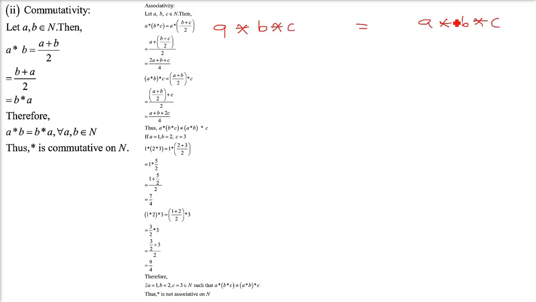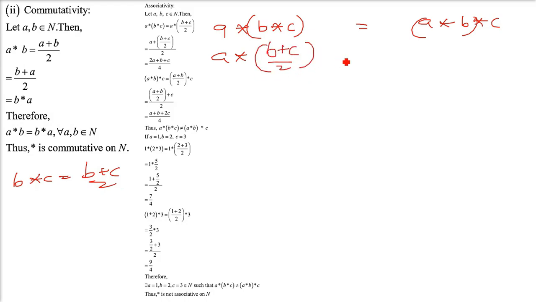So we'll do the B and C first in the first part, and then the A and B, then with C. So A star B star C. So what is B star C? B plus C by 2. Let us write it here. B plus C by 2. What about A star B? It will be A star B is, by the definition, A plus B by 2. We'll write here A plus B by 2 and then star C.